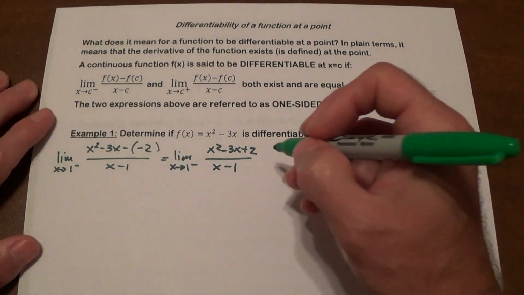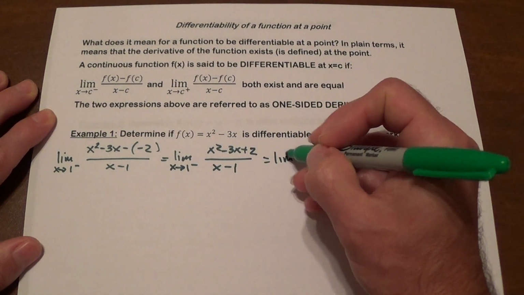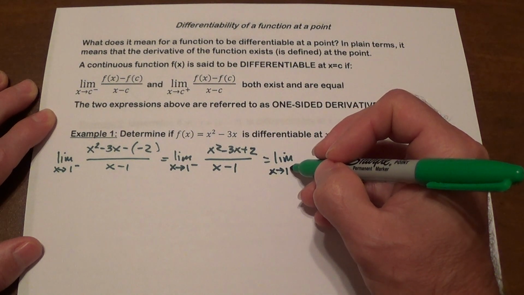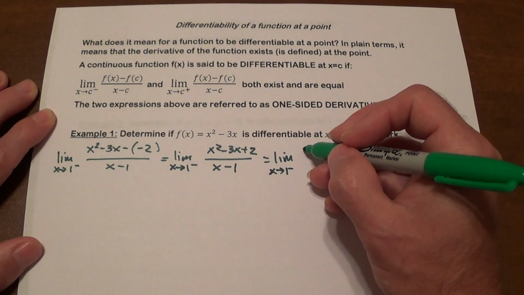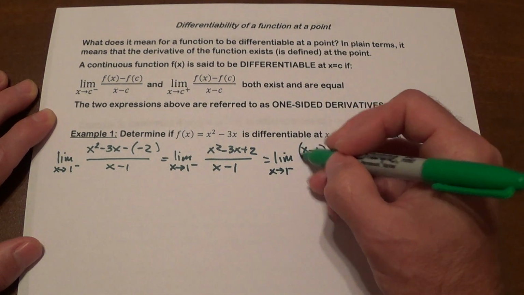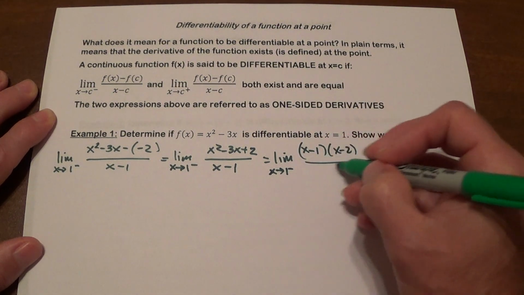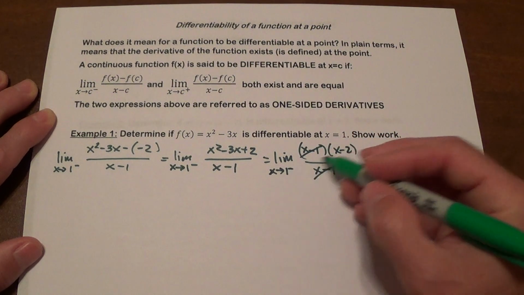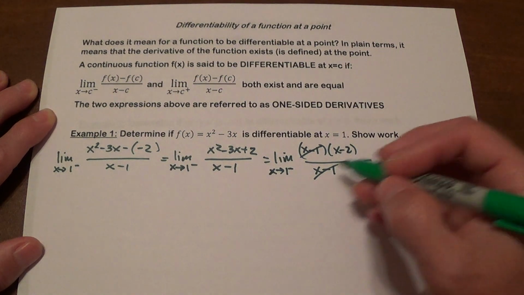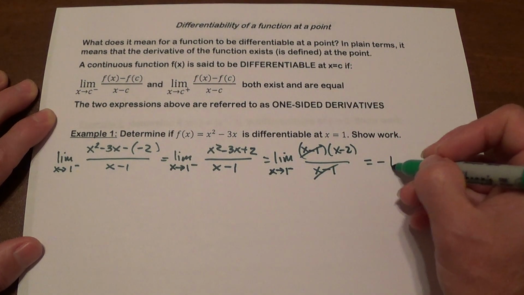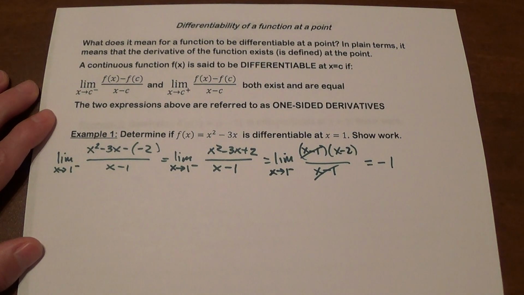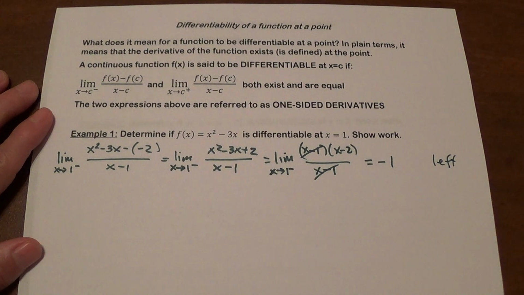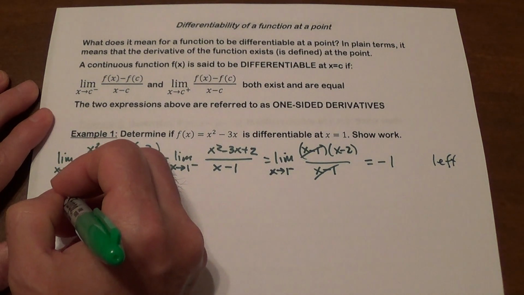Right? We can factor the numerator. This is actually 0 divided by 0. You usually don't have to worry about that. That's how it's going to be, because that's what the difference quotient is. So it's x minus 1 times x minus 2 divided by x minus 1. The x minus 1's cancel, and now we can substitute 1 in here, and that's going to give us 1 minus 2, which is going to give us negative 1. So for the left, we got negative 1. Let's see what we're going to get when we do it from the right.